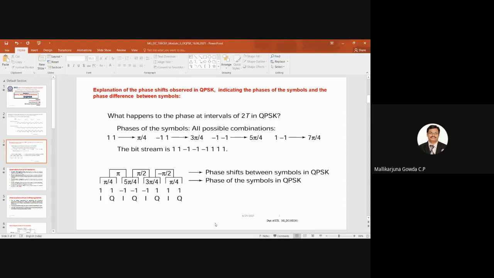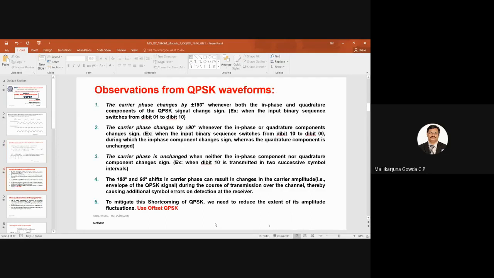Fine. So when both the bits, in phase and quadrature bit, change, then as I said, it undergoes a phase shift of 180 degree. That is what is summarized in this slide. So what observations are made in the QPSK waveform? The carrier phase changes by how many degrees? Plus or minus 180 degree whenever both the in phase and quadrature components of the QPSK signal change.